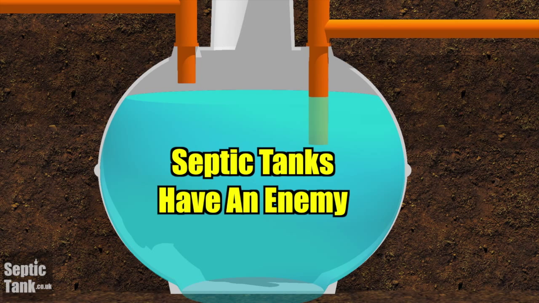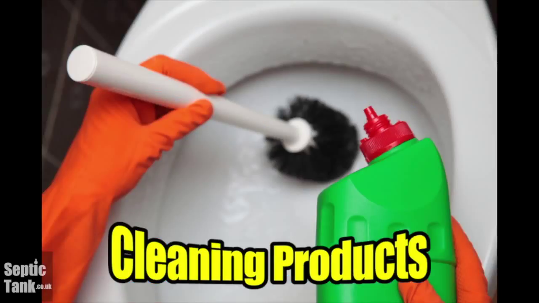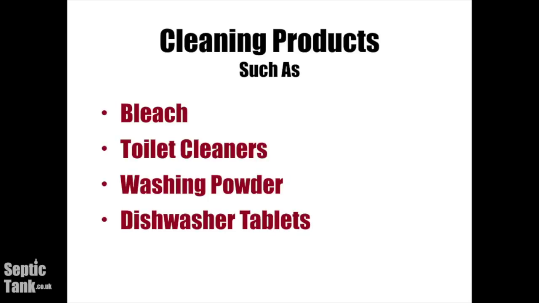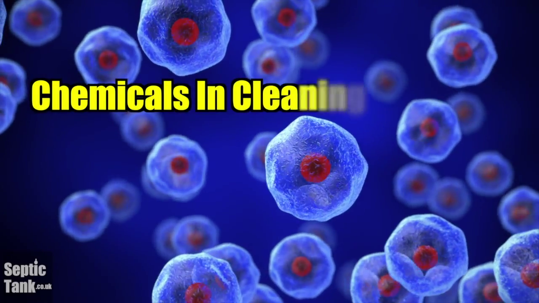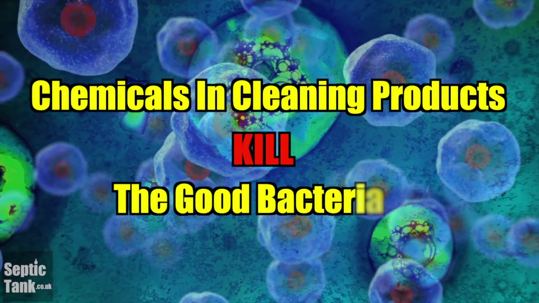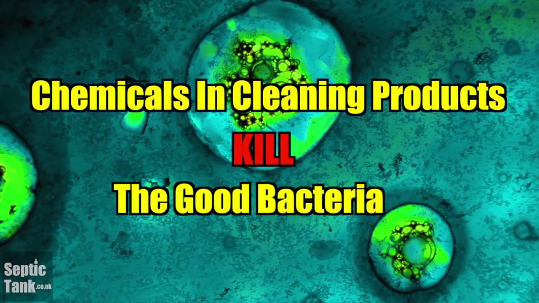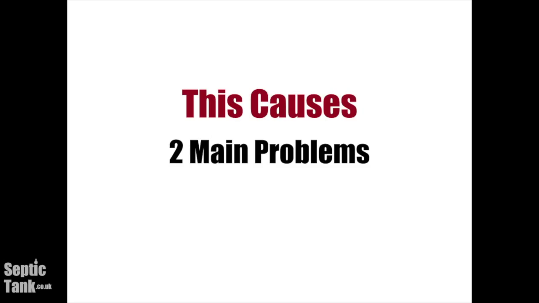Well, septic tanks have a common enemy: cleaning products. You see, cleaning products such as bleach, toilet cleaners, washing powder, dishwasher tablets, soap and shampoo, etc., they kill septic tanks. How? Well, basically it's the chemicals in the cleaning products that are the problem. You see, these chemicals kill the good bacteria that keep a septic tank alive. And it's these chemicals in the cleaning products that cause two main problems.